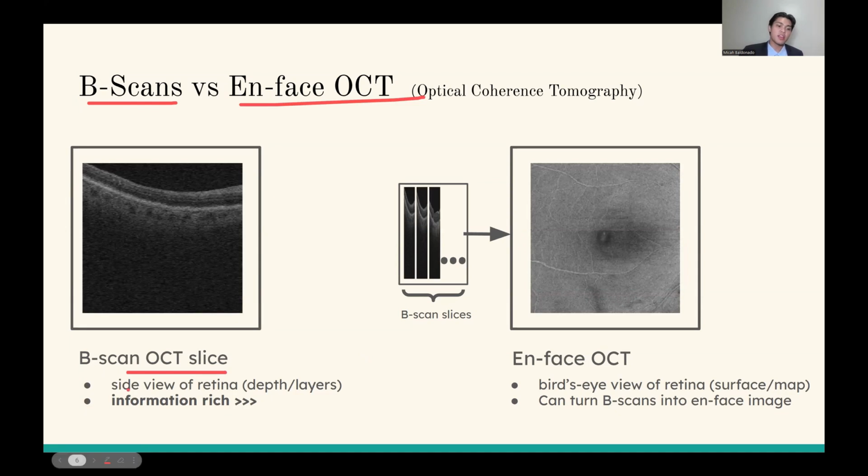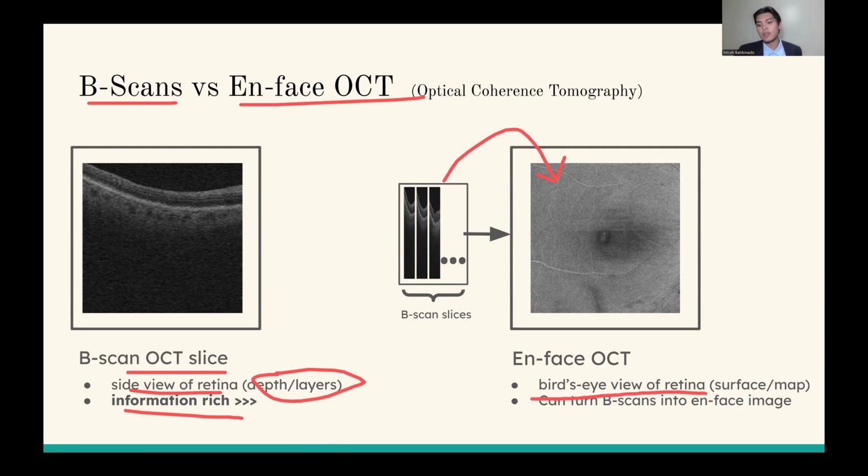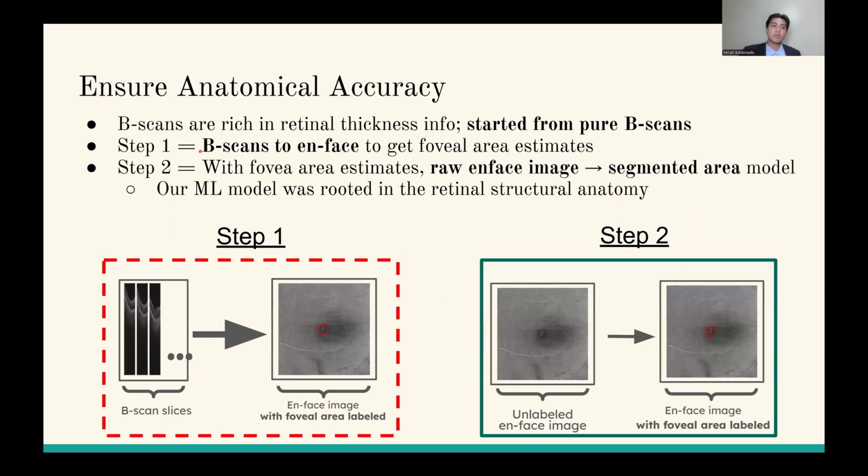To understand our research, we need to understand the difference between B scans and en-face OCT. B scans are basically a side view of the retina, and they're basically like the depth and the layers. They're very, very information rich, and with a complete set of them, you can completely convert them into an en-face OCT, which are something more like a bird's eye of the retina. And they contain less information compared to B scans. Because B scans are so rich in that retinal thickness information, our team started from pure B scans to ensure anatomical accuracy.